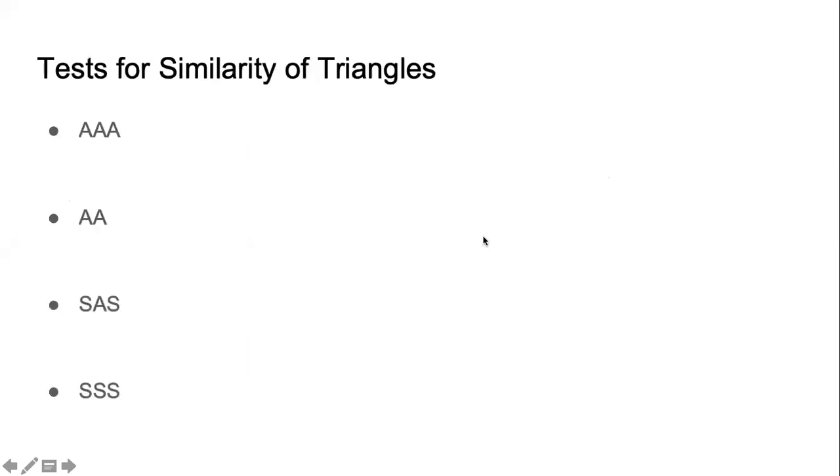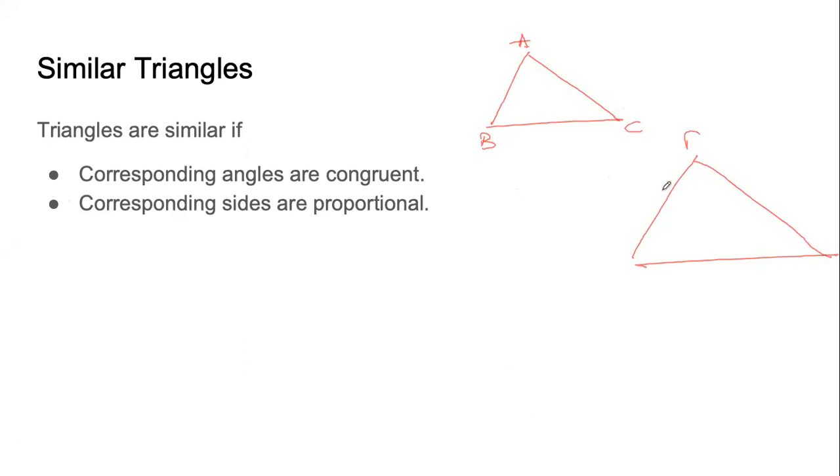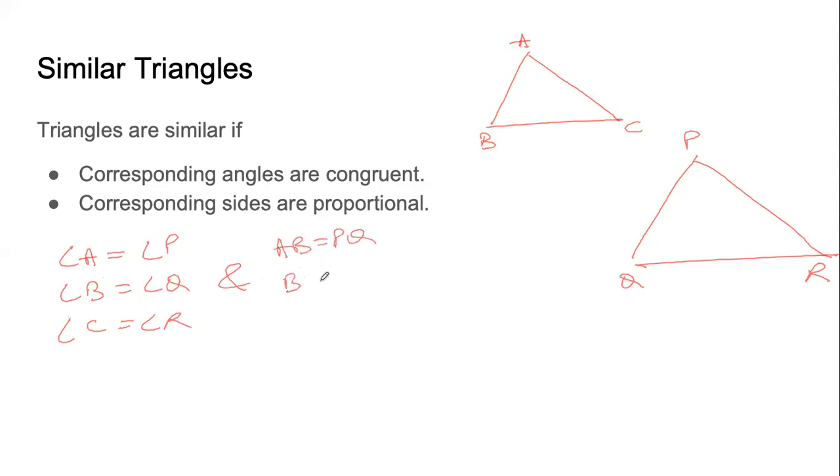If we take a simple example, if we have triangle ABC, and if we say triangle PQR, if we have angle A same as angle P, angle B same as angle Q, angle C same as angle R, and AB same as PQ, BC same as QR, and CA same as RP, then we can say triangle ABC is similar to triangle PQR.